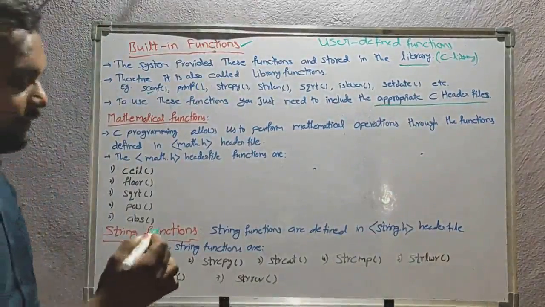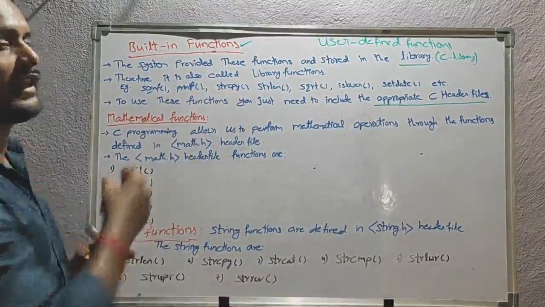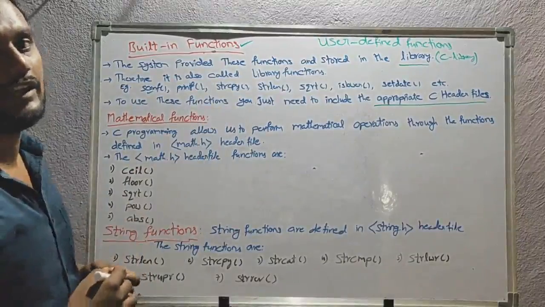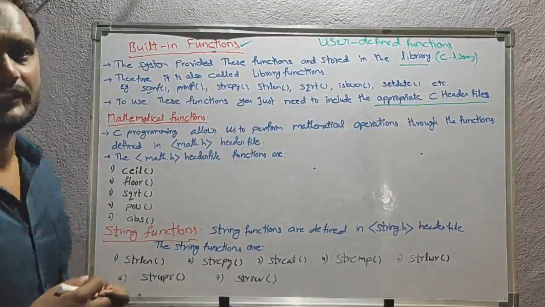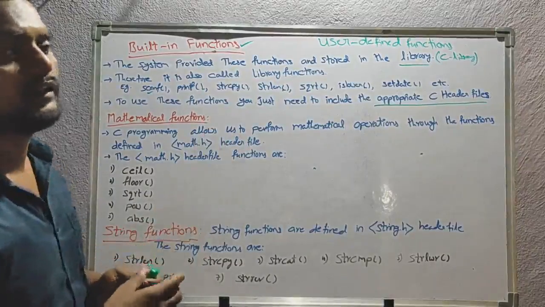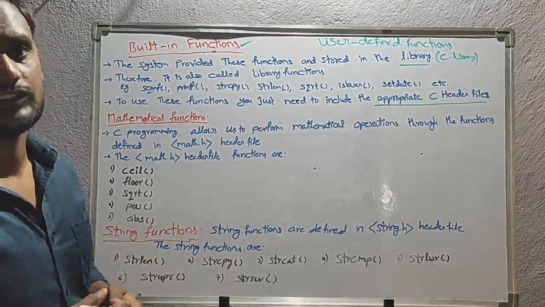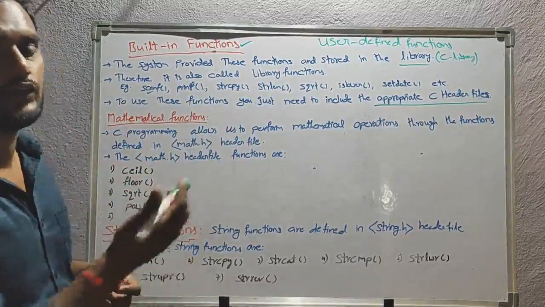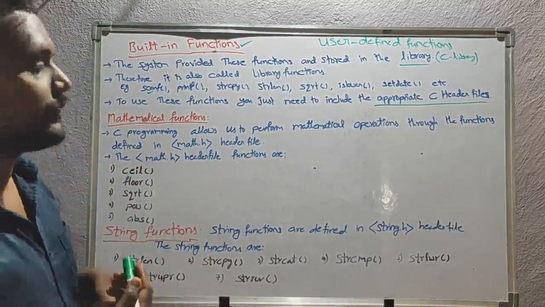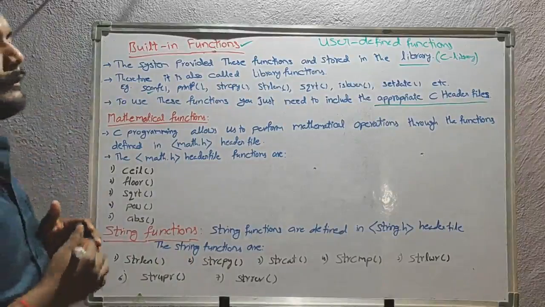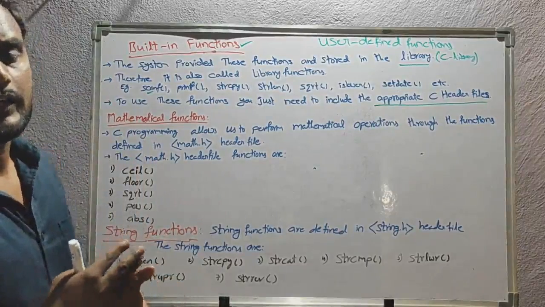The header file contains the library functions. To use the string functions, you need to insert the string.h header file. If you need to use the mathematical functions, use the math.h header file. If you need to use time functions or date functions, you use the time.h header file. These are the different types of header files you need to insert when writing the program. And let's see, we have the mathematical functions, string functions, character functions, and the time functions.